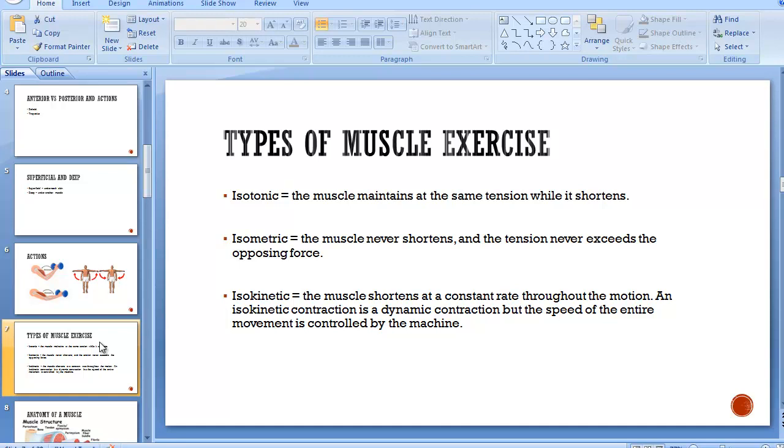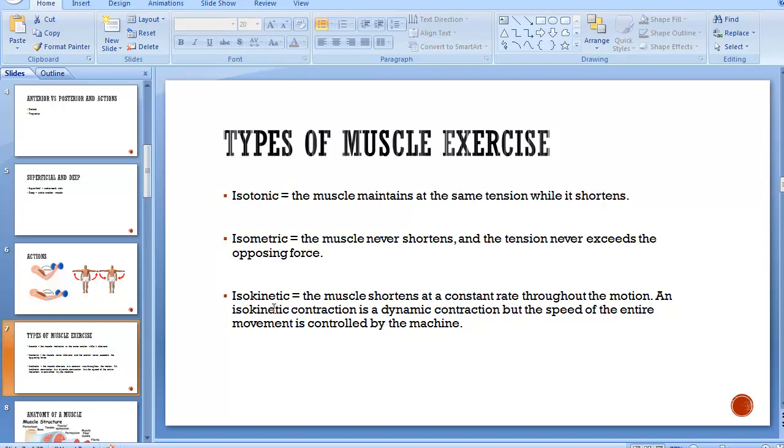Isometric, we're just holding a static position. So if you've ever seen a person do plank, that's isometric. You see that in some sports. You see it in gymnastics where they'll get to a position and hold it. Or even in wrestling where they may get into a clinch and hold that clinched position. Now their legs may be moving around, but for some of the muscles, they're isometric. The legs that are moving are isotonic.